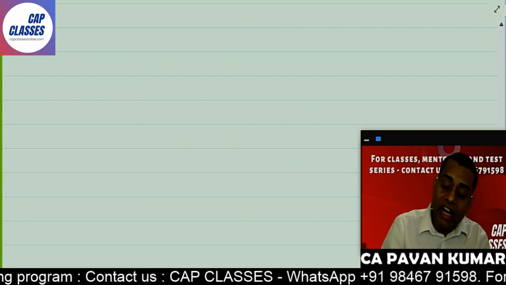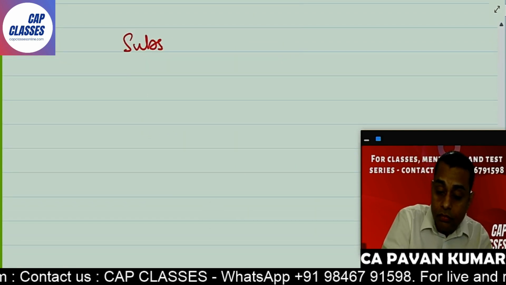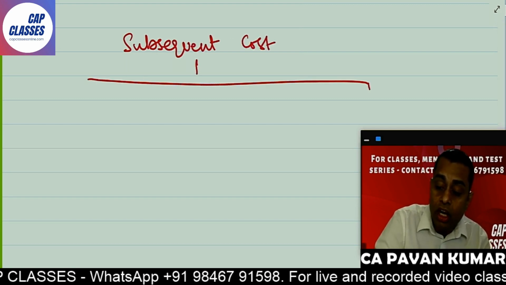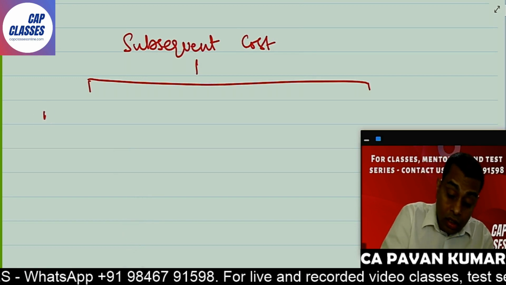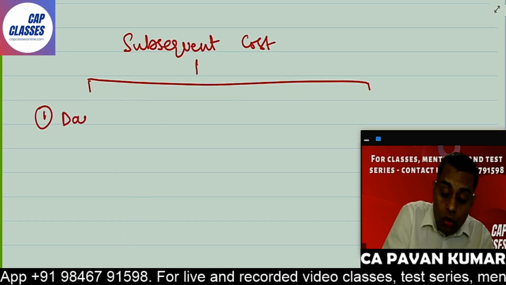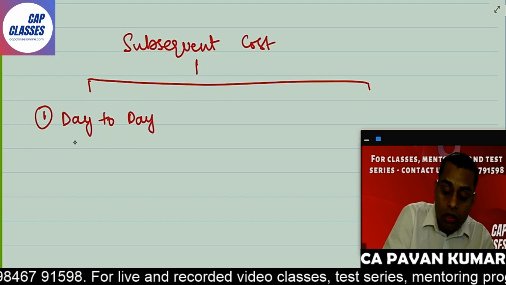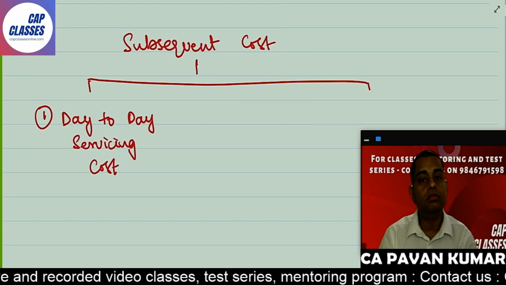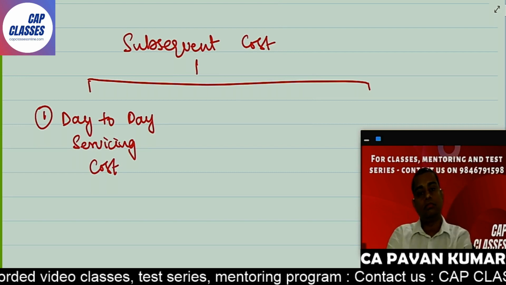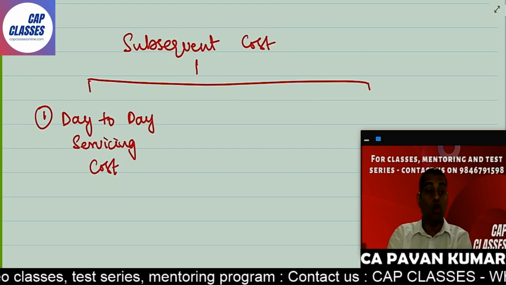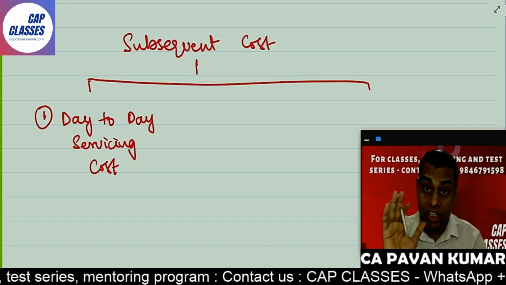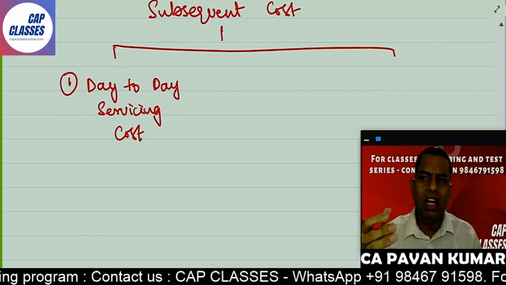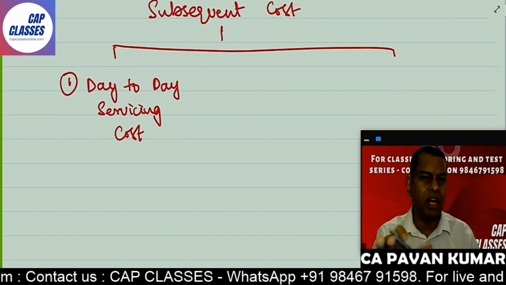Okay, so put the heading subsequent cost. This subsequent cost can be day-to-day servicing cost. Shall I capitalize this? No. The accounting standard clearly says any day-to-day servicing cost on the asset is something like repairs and maintenance cost.